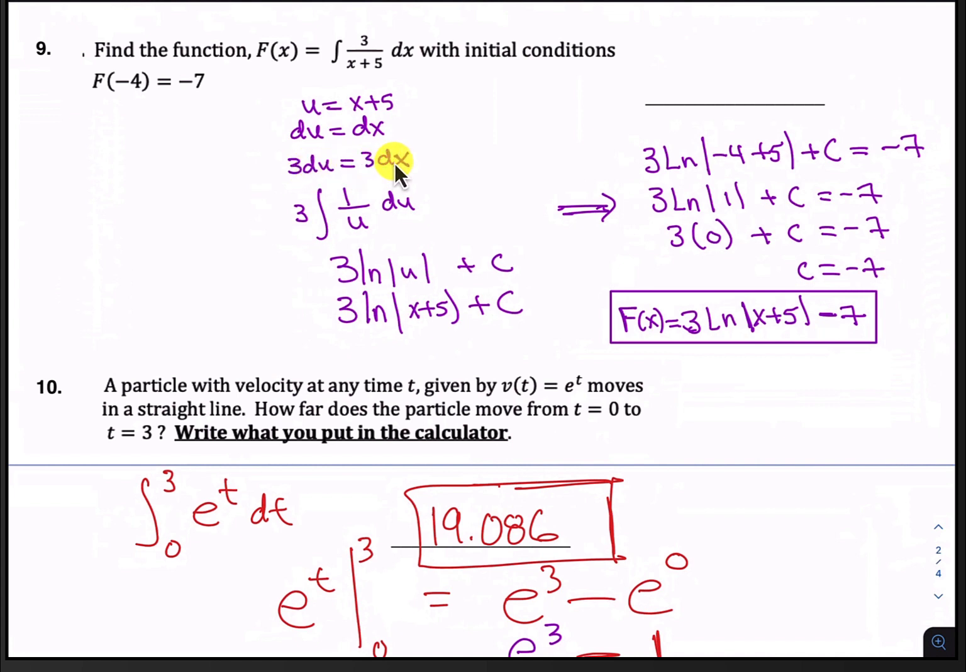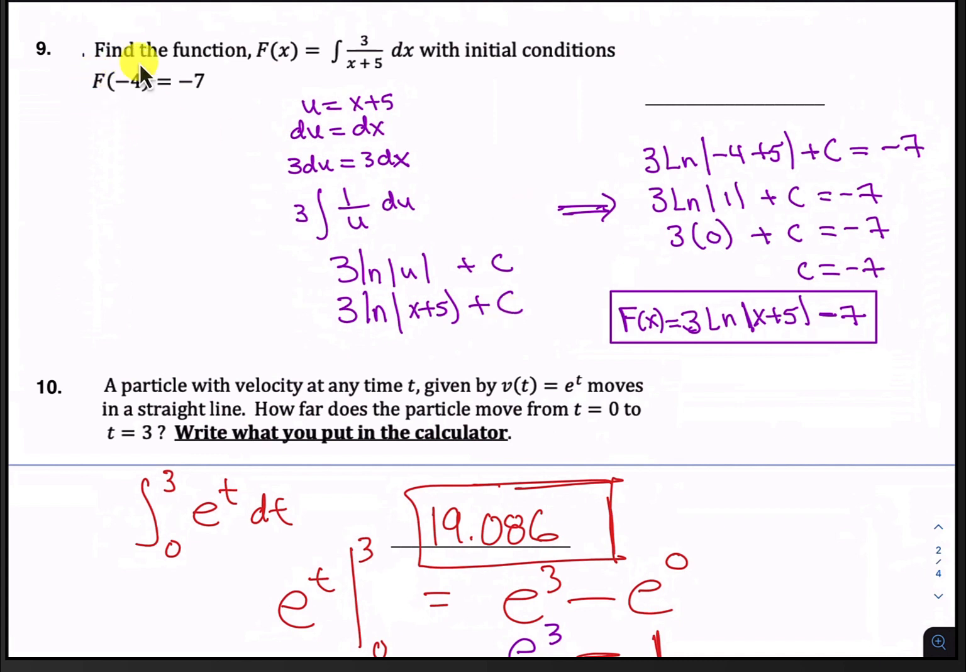All right, so we're ready to rewrite everything. We have 3 du, so the 3 will go out in front, and the du goes at the end. And then we'll have this 1 over x plus 5, which is 1 over u. Now we know that the antiderivative of 1 over u is the natural log of the absolute value of u multiplied by the 3 in front, and then plus our constant. Now we convert the u back to x plus 5. So we have 3 natural log of the absolute value of x plus 5 plus c.